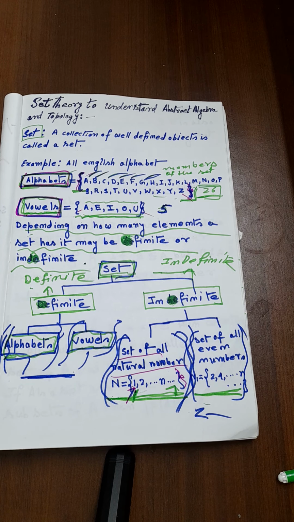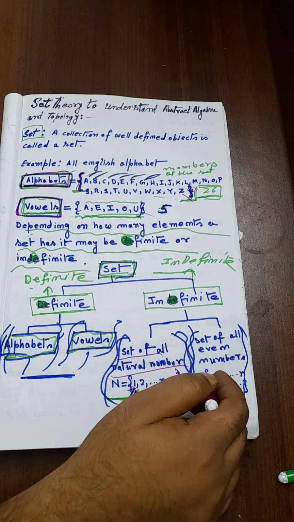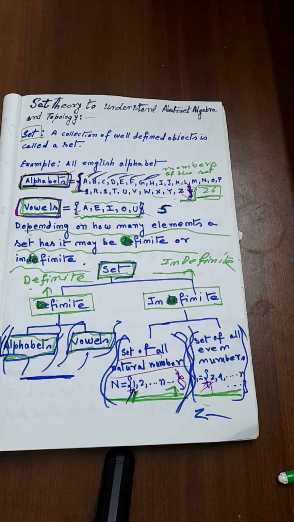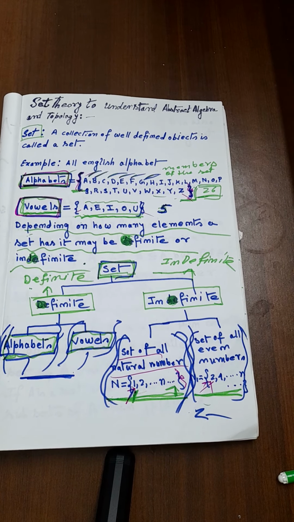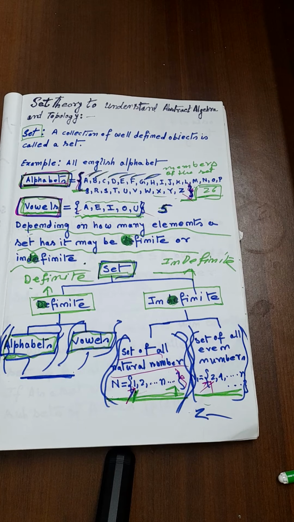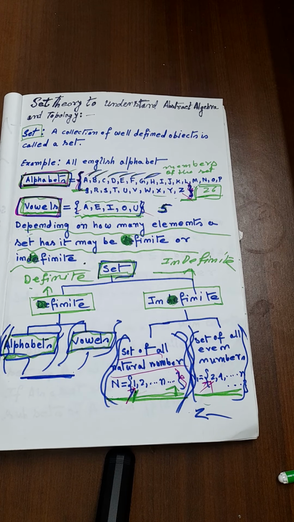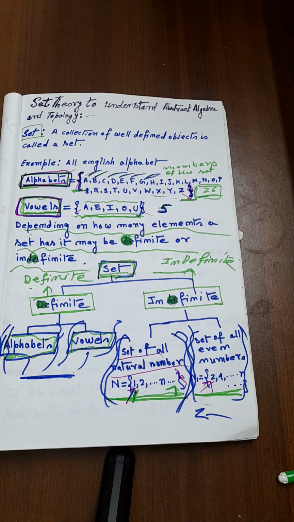If we make a set of all even numbers, we know it will start with 2, but we don't know where it will end. So this is also an infinite set. So what is a finite set and what is an infinite set, I think you have understood. Let me go to the next page.